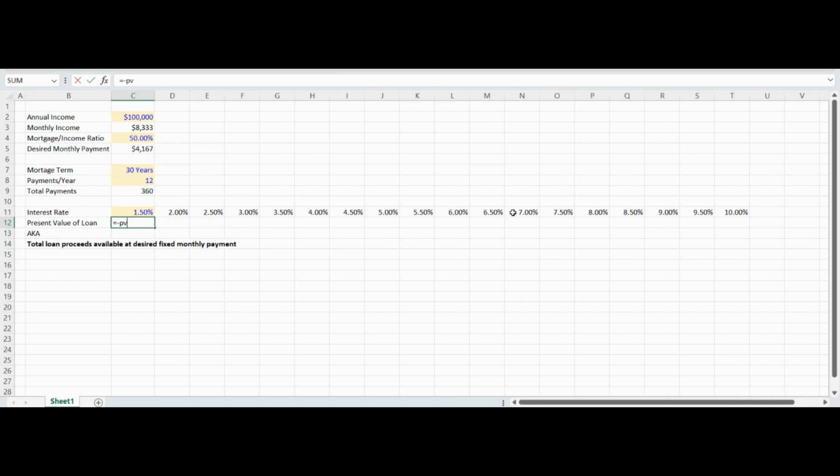The first input for the present value formula is the interest rate, which is the variable input in our analysis. Please remember to divide the interest rate by 12 to get the monthly interest rate. The second input for the formula is the number of payments, which we calculated as 360 in this example. The final formula input needed for our analysis is the desired monthly payment, which is $4,167 in our example.